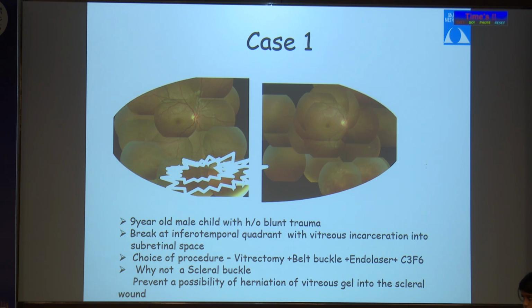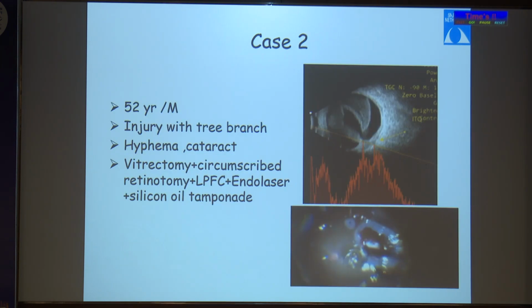So what do you do? The choice: there is no buckling here. It's only the vitrectomy with endolaser and gas. You may ask, why not a scleral buckle? It's a peripheral break. Yes, if you use a scleral buckle in this particular patient, you are going to have herniation of the vitreous gel into the scleral wound. That's why you're not going to be using a buckle on that.